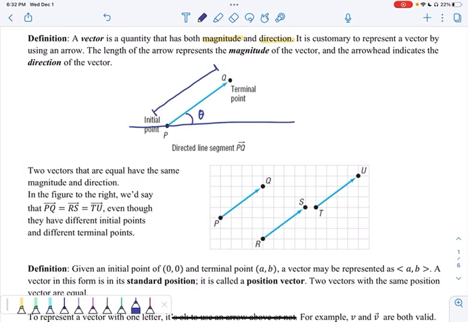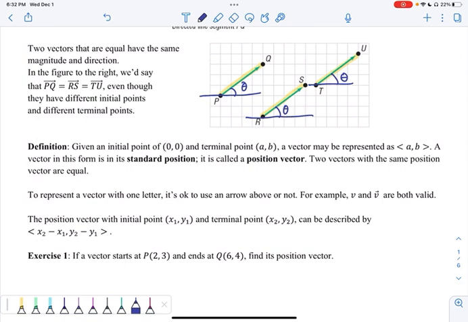So why would we say that they are equal? Well, they're all equal because they all have the same length. So they all have this same length here. And if we drew a horizontal for all of them, they would all make the same angle with the horizontal. And that's enough to say that they are equal.